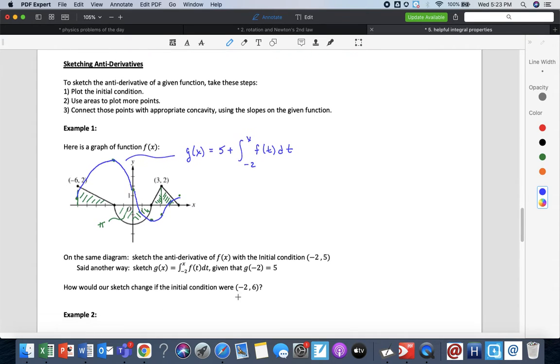What would happen if the initial condition were -2, 6? Suppose my initial condition were up here. Then the entire graph would look the same, would have the same shape. It would just be a vertical shift of 1 unit. So the entire graph would be vertically shifted 1 unit.